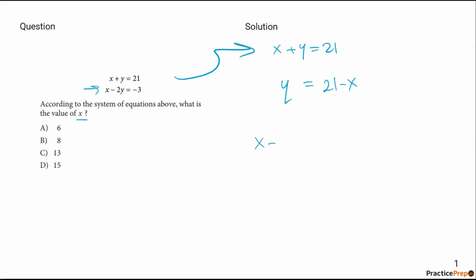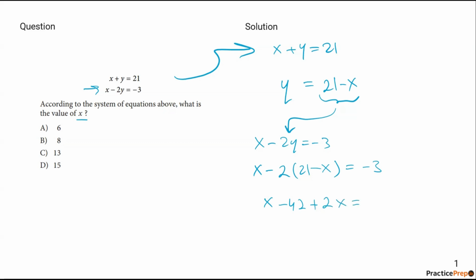Let's plug it. x minus 2y is equal to negative 3. Let's plug, instead of y, 21 minus x, because it is equal to y. x minus 2 times 21 minus x is equal to negative 3. And when you spread everything, you're going to get x minus 42 plus 2x, because minus times minus is going to give you plus 2x, is going to give you negative 3.